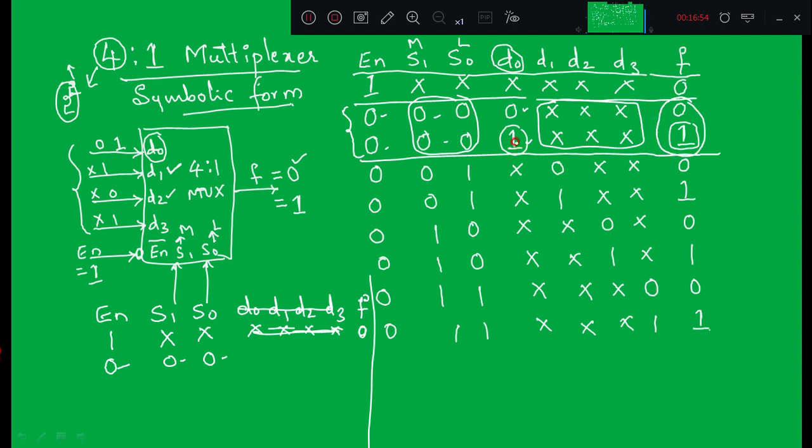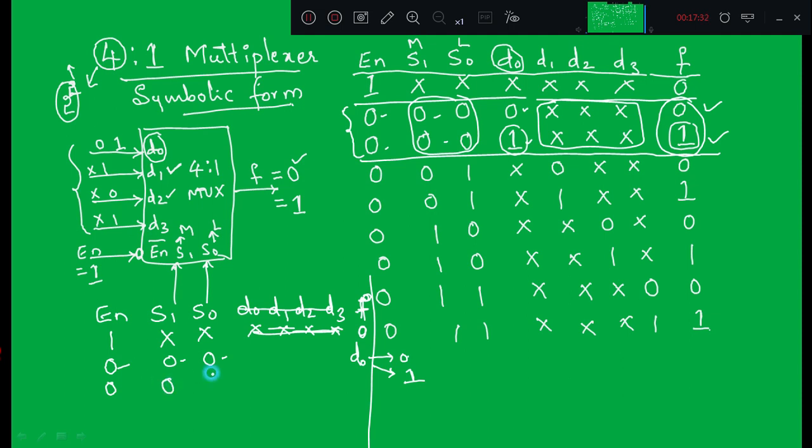So instead of writing these two rows, can I highlight it in only one row? Yes, right? So how can I write? F will become what in that case? Only D0. Right? So when the select line is 0 0, if D0 is 0, then F is equal to 0, then you will get the second row. Next, if D0 is 1, then F will become 1 and you will get the third row, right? So is it correct or no? Yes, you understood, I think, right? Please continue if you have understood. If you have not understood, again you see, right?